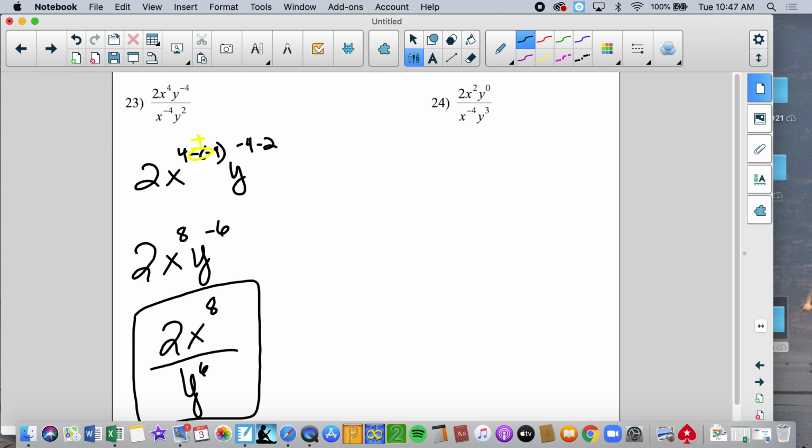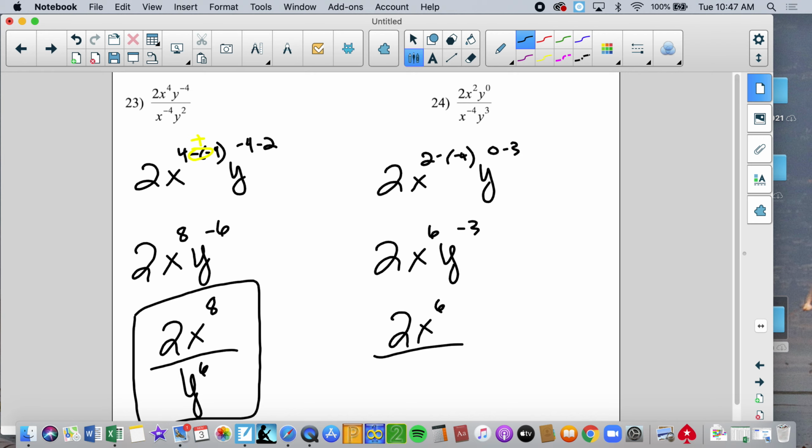We again don't have any coefficients that need to be simplified. That's 2x to the 2nd minus negative 4, y to the 0 minus 3. That's 2x to the 6th, y to the negative 3, which my final answer ends up being 2x to the 6th over y to the 3rd.